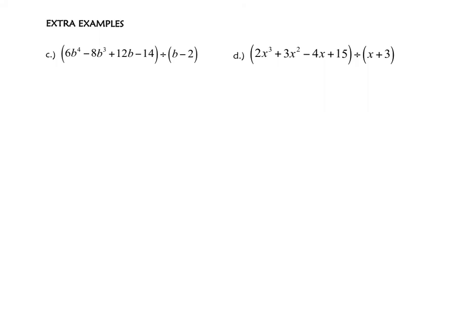Okay, so for our first extra example, we got to ask ourselves, do we need synthetic division here? Are we using synthetic division or are we just splitting up? Well, in this case, we are dividing by a polynomial. Again, there's more than one term, which means we are doing synthetic division. b minus 2 means we put a positive 2 in the box.